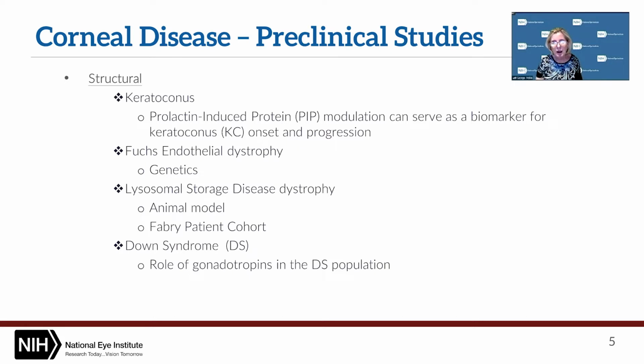We also have an application looking at Down syndrome and the role of gonadotropins in the Down syndrome population. So they believe that in younger patients with Down syndrome, you can predict their risk of getting keratoconus based on the level of sex hormones in their body.